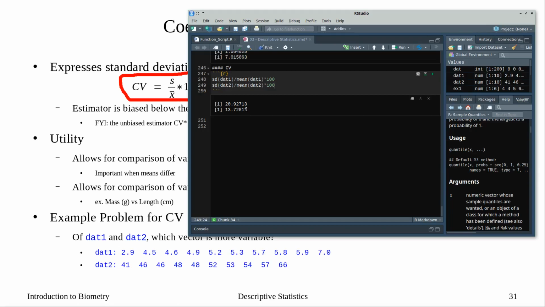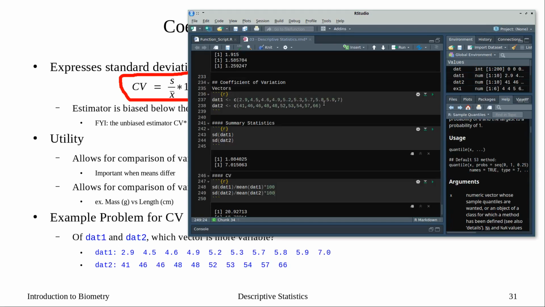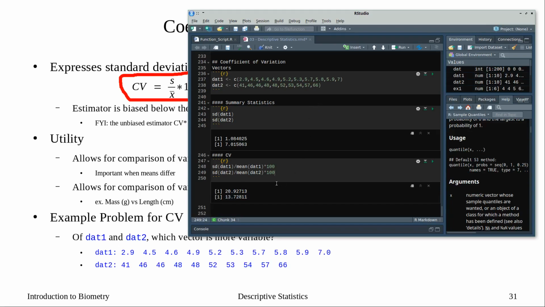That's lower than the coefficient of variation for dataset 1. Let's look at these numbers again. Yes, the magnitude of difference is larger. That leads to a larger standard deviation, but relative to the mean, the standard deviation is actually smaller than the standard deviation of dataset 1. So, based on these numbers, we would conclude that DAT1 is actually more variable.